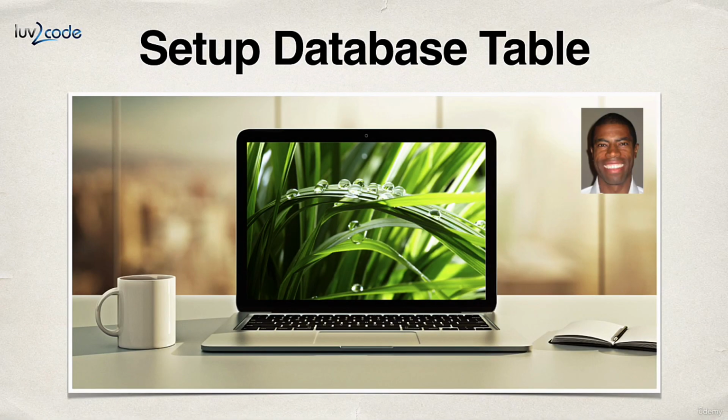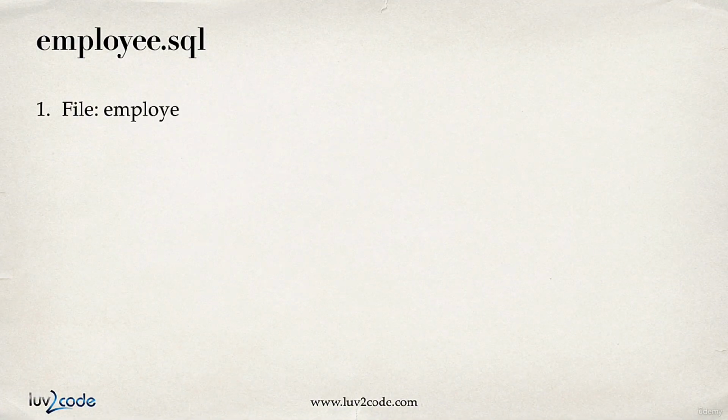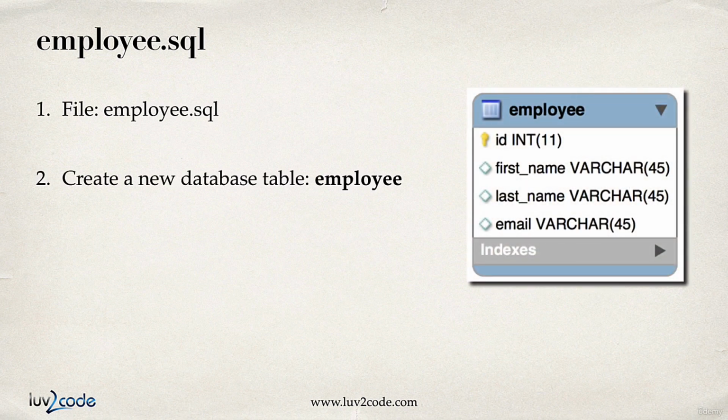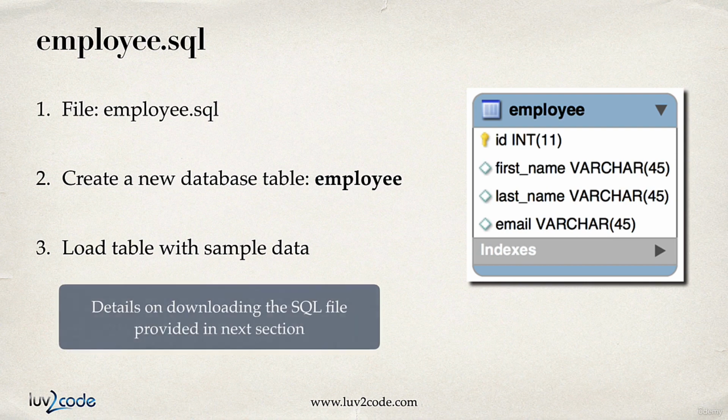In this video, we'll actually set up our database table. So we'll have this file called employee.sql. And so this employee.sql file will basically create a new database table for us called employee. And this table will have 4 fields: ID, first name, last name, and email. Also, this script will actually load the table with sample data, just so we have some employees to work with to get started. So the details on downloading the SQL file are provided in the next section.